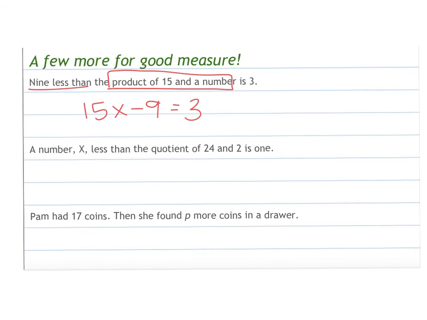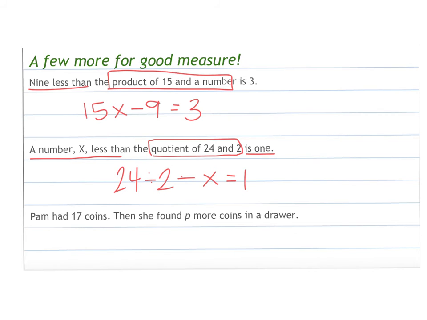A number x less than the quotient of 24 and 2 is 1. So again, we have that is 1, so that means it's going to be an equation. Less than tells me we are subtracting off x, and quotient means we are going to be dividing. So we're going to take 24 divided by 2, x less than, so subtracting x, and that is equal to 1.